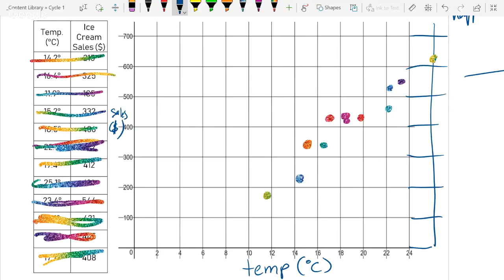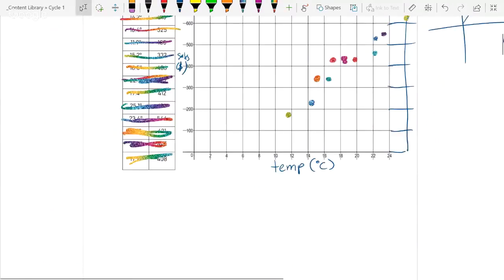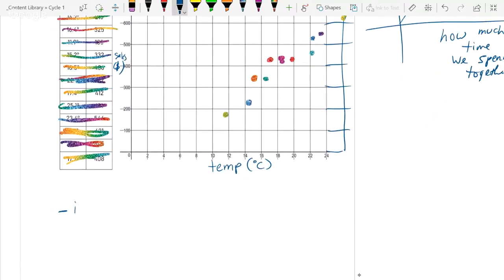Okay, so maybe you're still finishing up here, but let me ask you. Looking at this, what's your sense? Right, that would be a reasonable interpretation. We think in general, hotter weather equals more ice cream.